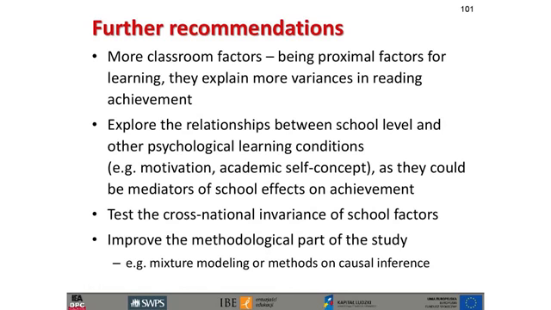Then another recommendation is to test the cross-national invariance of school factors. We did the testing only for the individual factors, so another thing that could be implemented is the testing of this cross-national invariance of the school factors, and also to improve the methodological part of the study, for example, using more sophisticated methods, which are mixture modeling, or methods on causal inference.